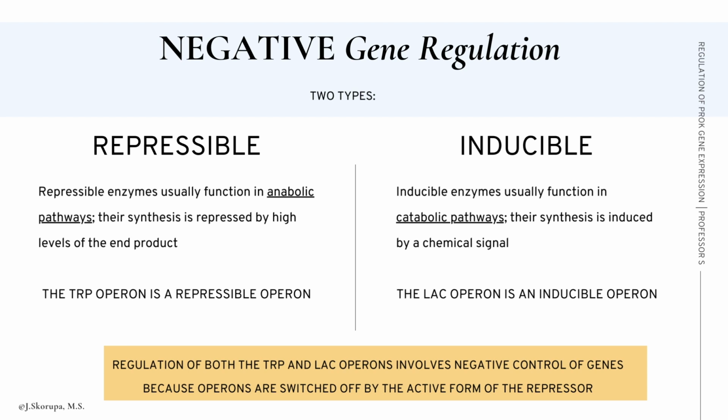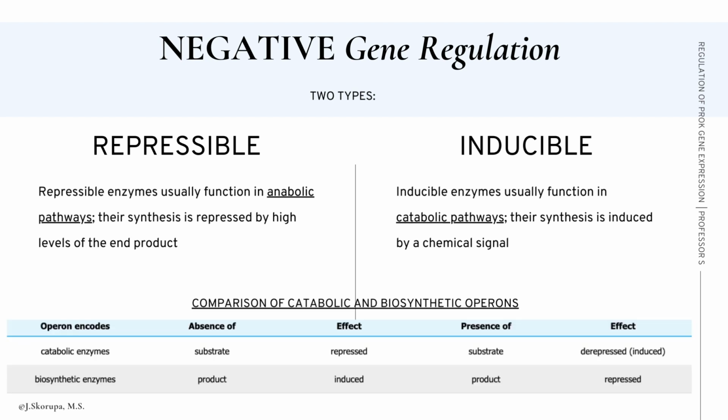Repressible enzymes usually function in anabolic pathways, pathways where we are building something. Their synthesis is repressed by high levels of that end product, as tryptophan was. Again, this is a type of negative feedback. Inducible enzymes usually function in catabolic pathways, pathways where we are breaking something down. Their synthesis is induced by a chemical signal. Here's a table illustrating the differences between catabolic enzymes and pathways and anabolic enzymes and pathways, which here are written as biosynthetic. This is a really good resource to help you organize all of this information.